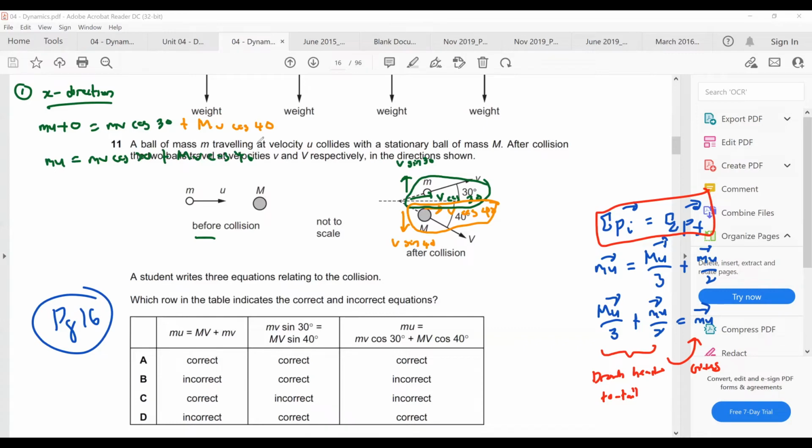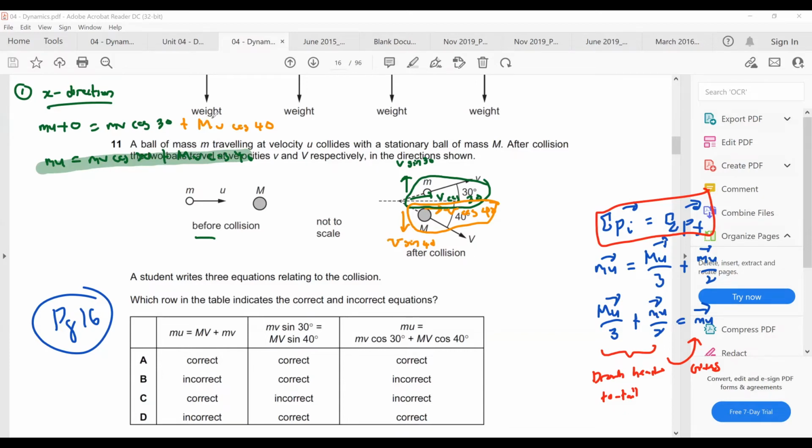Now, is this equation correct? It should be correct, right? I mean, you can't see it properly here. Oh, sorry. The V is also different, right? This is big V.